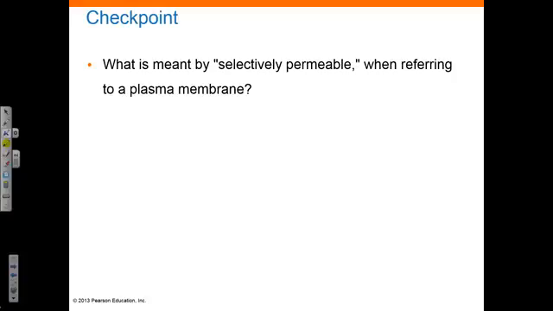Let's try one more. What is meant by selectively permeable when referring to a plasma membrane? Selectively permeable refers to when some substances are able to diffuse across a cell or plasma membrane while others are not.